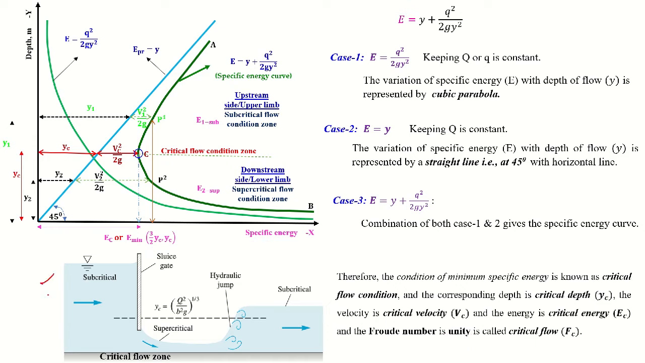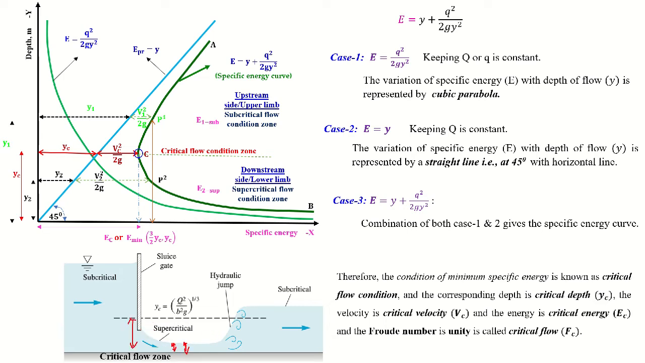If you see this diagram, the upstream side is called your subcritical zone. Below the critical zone, this entire section is called your critical zone, where the flow is changing from subcritical to supercritical. After the structure, the speed of the flow is very high because of the reduction in cross section. In this condition, the speed increases, so the velocity also increases. So this is called your supercritical flow.